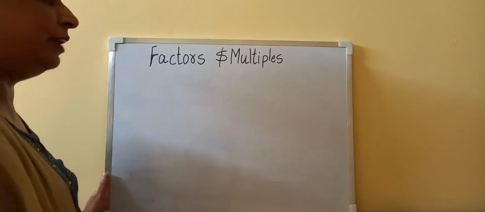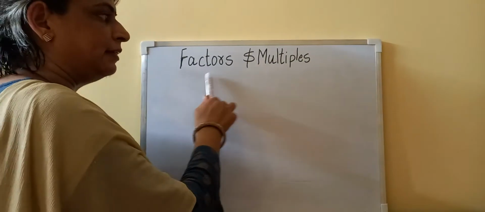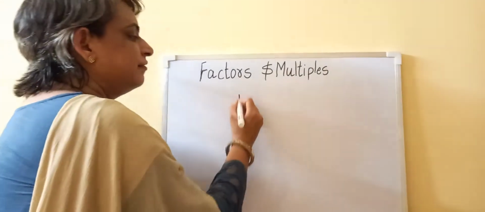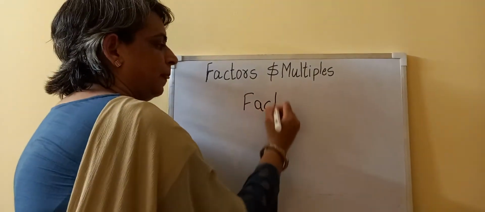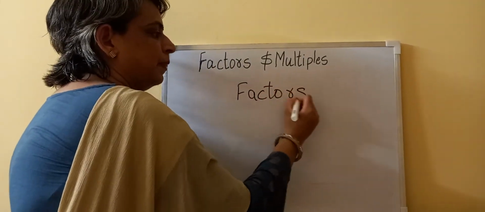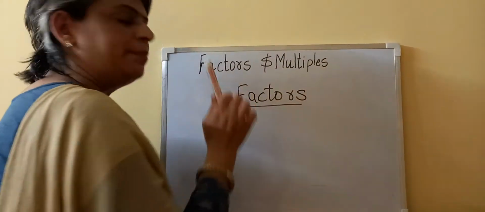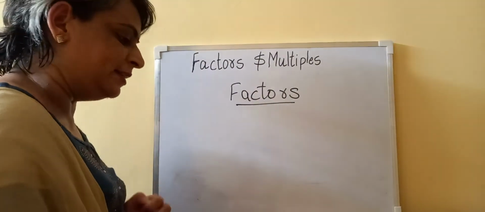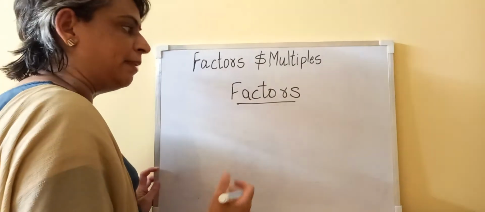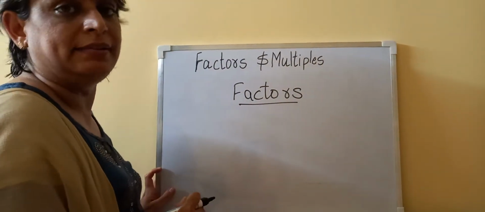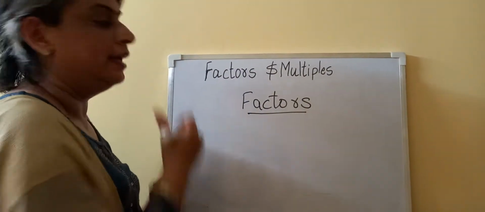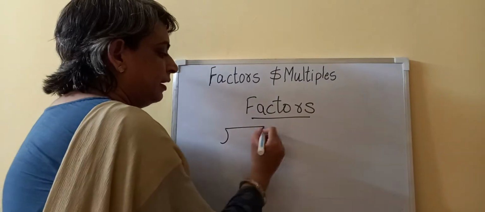Hello children, today I will explain to you about factors and multiples. Factors. What is the meaning of a factor? A factor means that when a number is divisible by another number exactly, then the other number is said to be a factor. Let me give you an example.